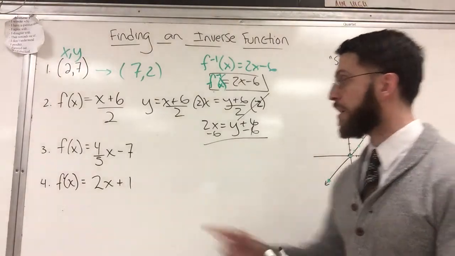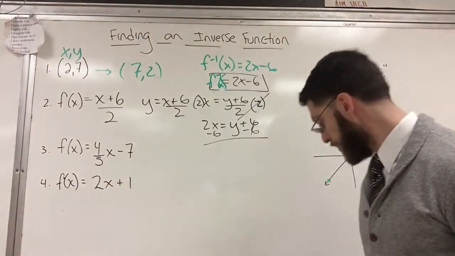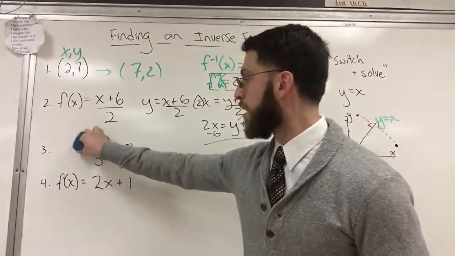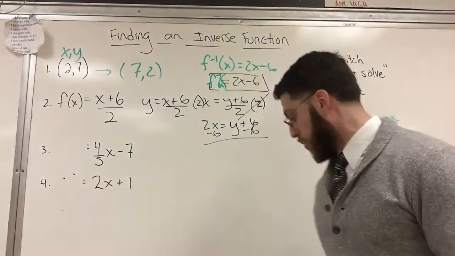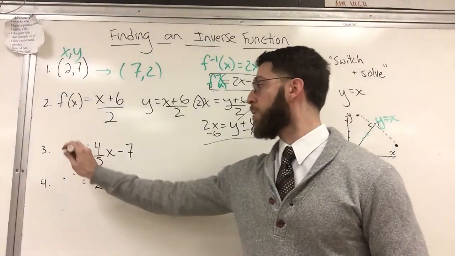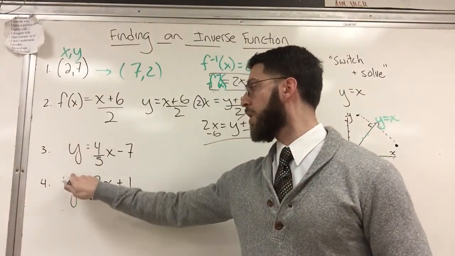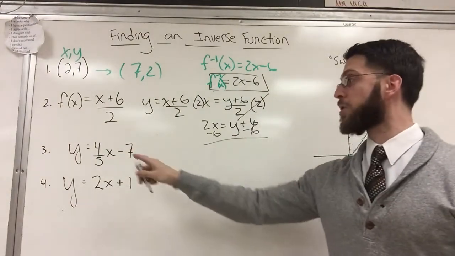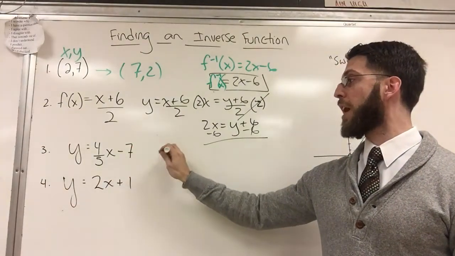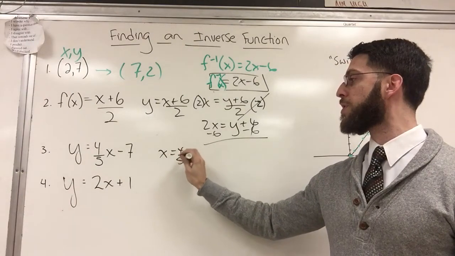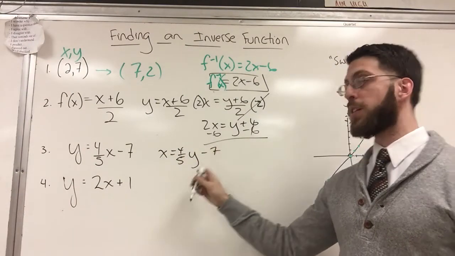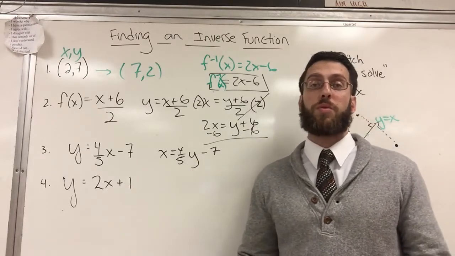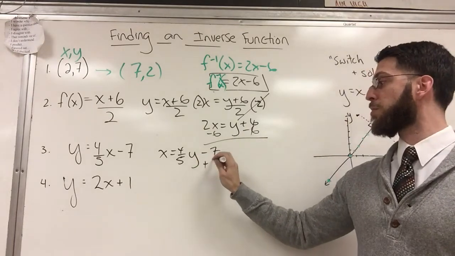So let's see here. This is the same thing. In the interest of space, I'm going to kill the f of x right away. Call it y. So y equals and y equals. Now, if I want the inverse, I'm going to switch. So instead of y equals that, I'm going to say x equals 4/5 y minus 7, and I have to solve for y. So you just need some simple algebra skills. First, I'm going to add 7 to both sides.